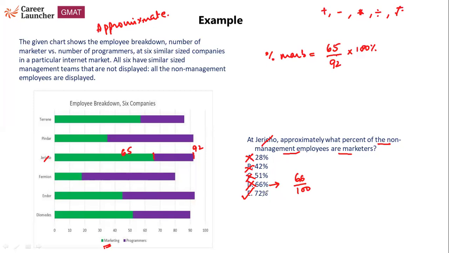Are we clear? Quick yes, no? Shall we move to the next one now? Yes, this is clear. Yeah. Next question.